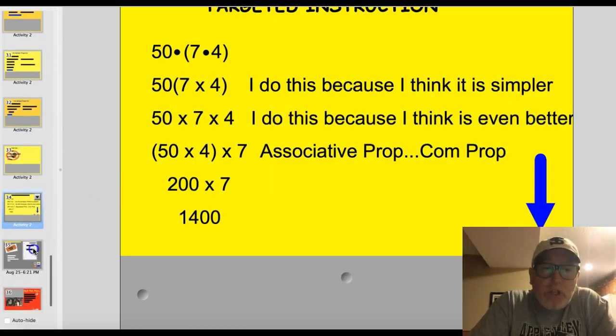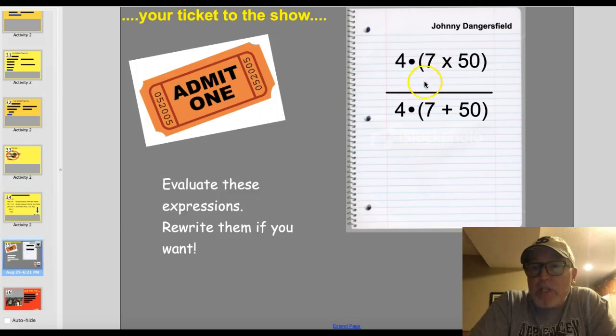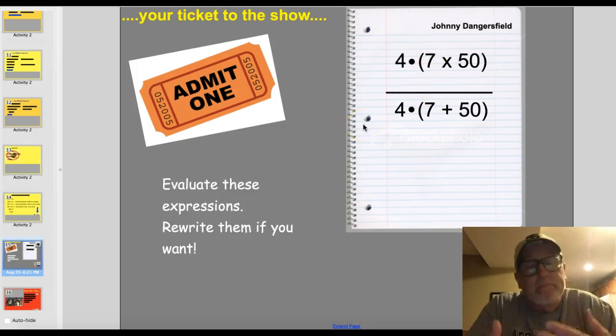All right, your turn. Use the properties, don't use the properties. If you use the properties, you probably don't need to use the calculator. Just two problems. Go ahead and do it.